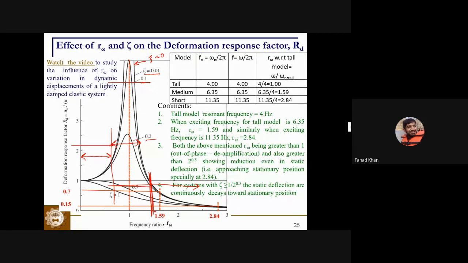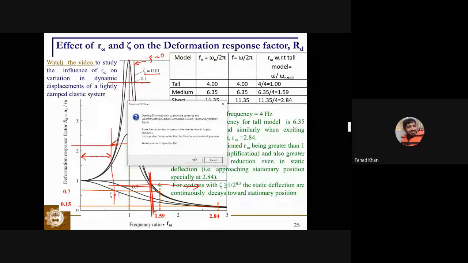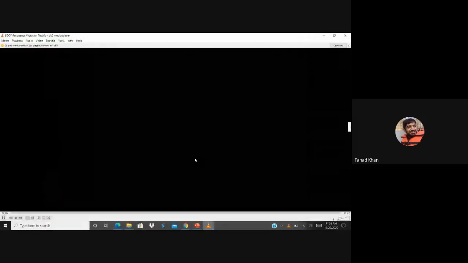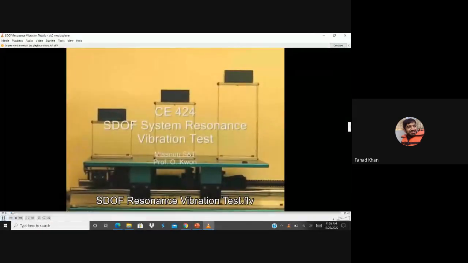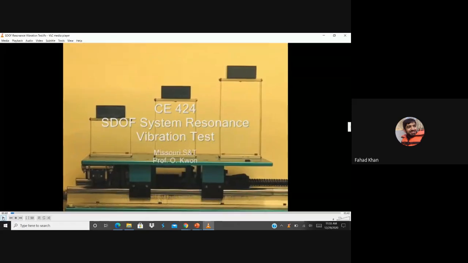Let's go back and check our animations again. We have seen this famous test over and over again, in which you have a shake table, and on top of the shake table you have three different structures. One is very flexible, the taller one, and then there is an intermediate structure, and then there is a short structure, and all these structures have different frequencies.